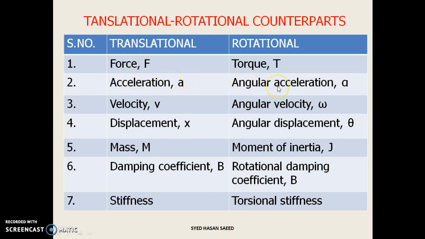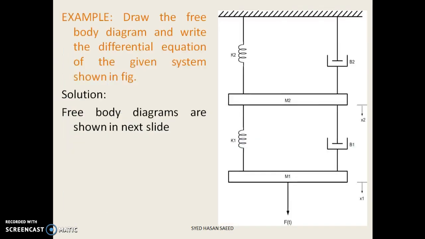Acceleration is analogous to angular acceleration. Velocity is analogous to angular velocity. Mass m is analogous to the moment of inertia J. Take an example of a mechanical system.